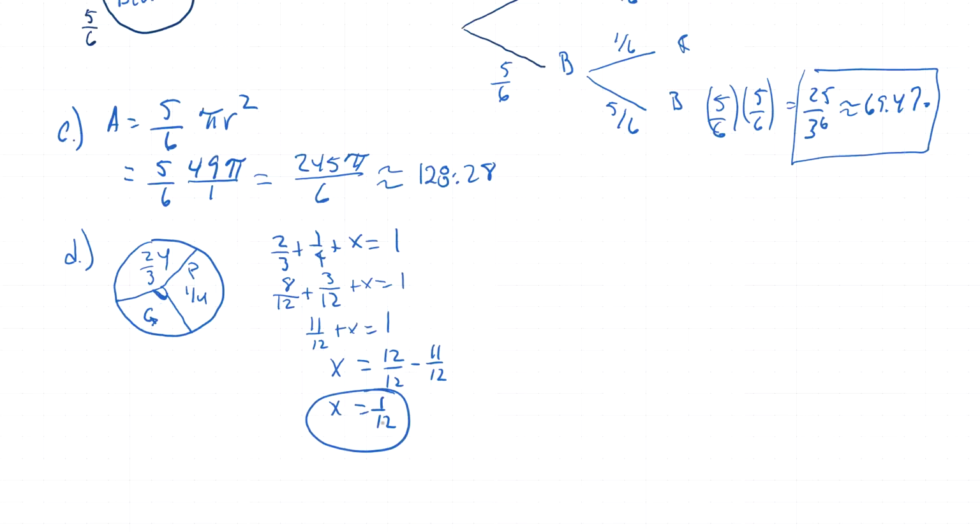Now that's not the question they wanted. They wanted to know the central angle, and we know it's 1/12 of 360. So it's 1/12 times 360. 360 divided by 12 is 30. So this equals 30 degrees. So I would say the central angle is equal to 30 degrees.